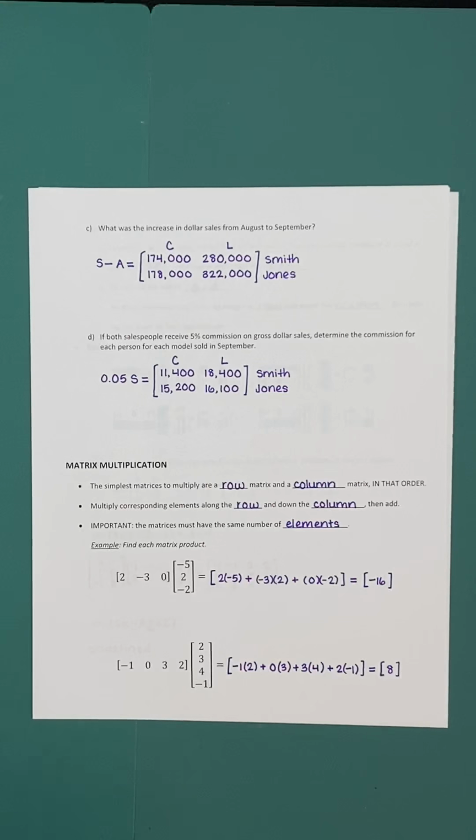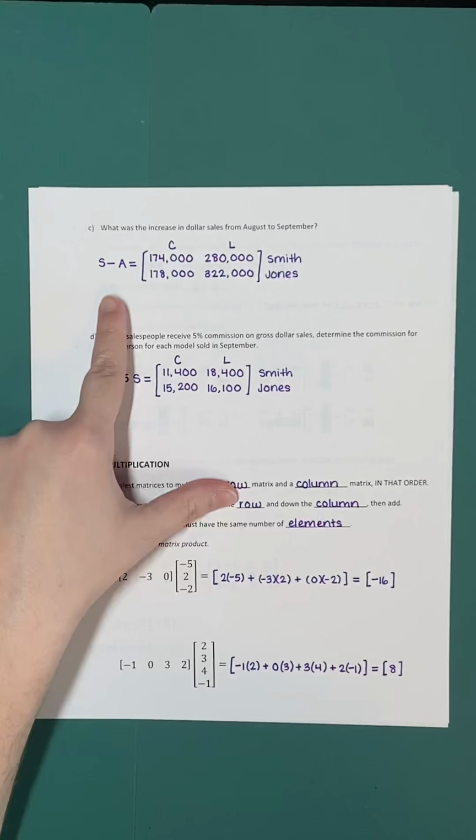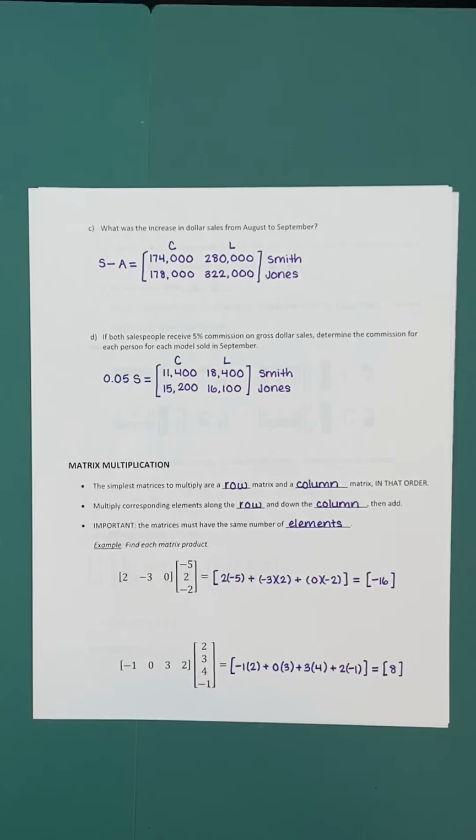So when I'm looking for increase, I'm thinking difference. What's the difference in the amounts? Difference is represented as subtraction. I want to take the larger elements and subtract the smaller elements. In other words, larger minus smaller, what was the increase between the two? So in that case, I want to take September sales and I want to subtract August sales.